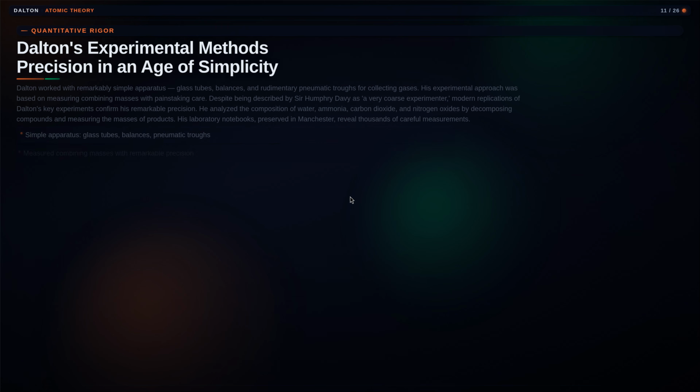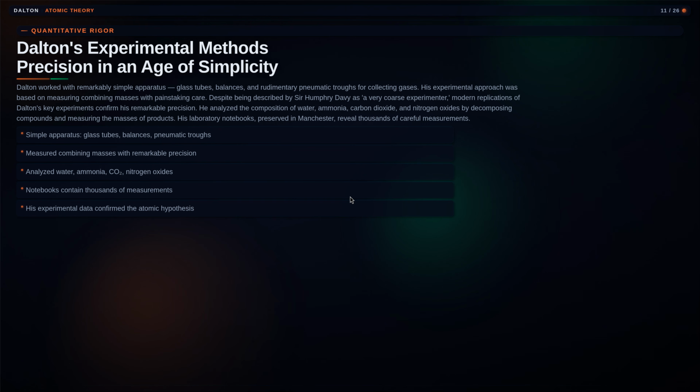Dalton worked with remarkably simple apparatus: glass tubes, balances, and rudimentary pneumatic troughs for collecting gases. His experimental approach was based on measuring combining masses with painstaking care. Despite being described as a coarse experimenter, modern replications of Dalton's key experiments confirm his remarkable precision. He analyzed the composition of water, ammonia, carbon dioxide, and nitrogen oxides by decomposing compounds and measuring the masses of products.